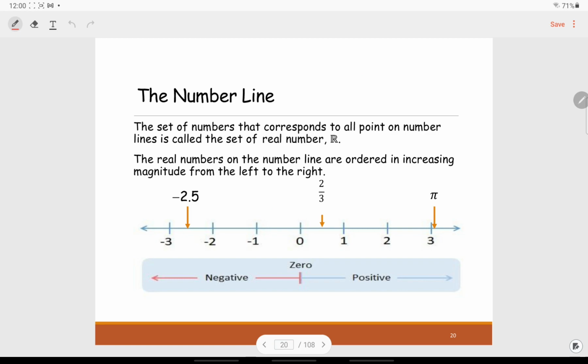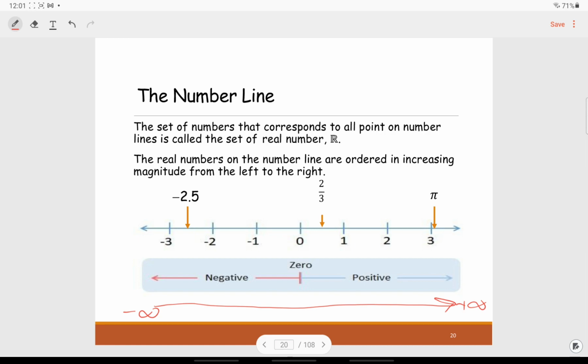Okay, now we move to the number line. The set of numbers that corresponds to all points on the number line is called the set of real numbers. So along the line we have real number values. The real numbers on the number line are ordered in increasing magnitude from left to right, from negative infinity towards positive infinity. So along this real number line we have real number values.